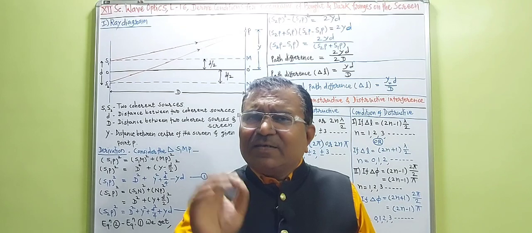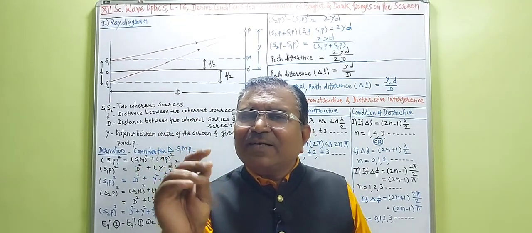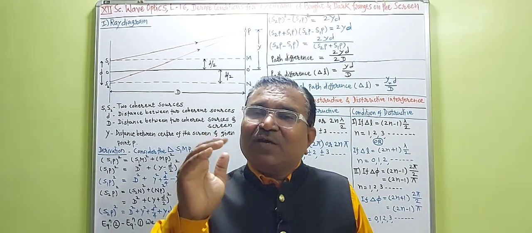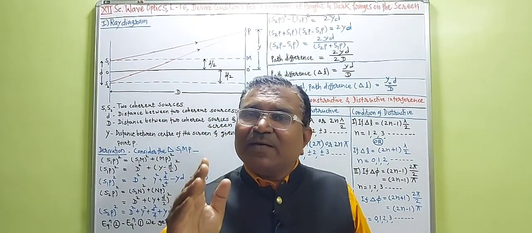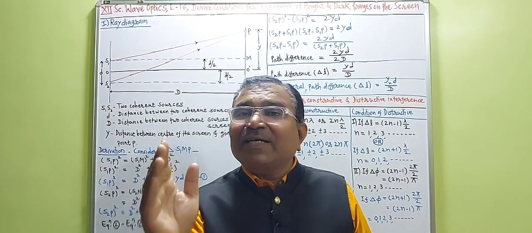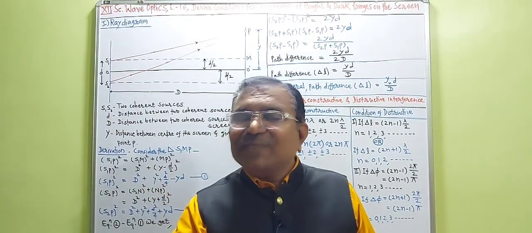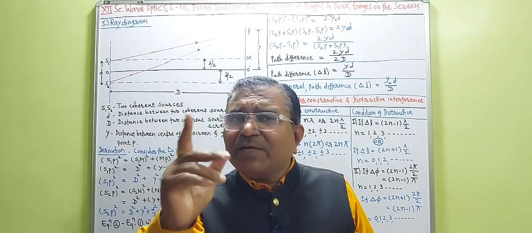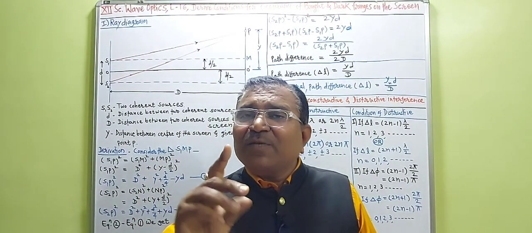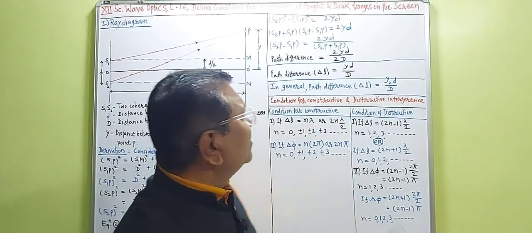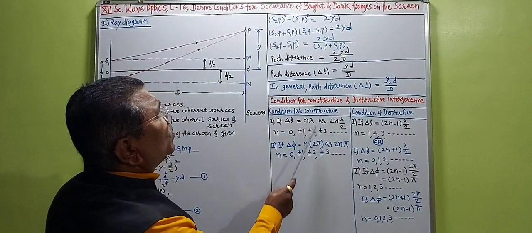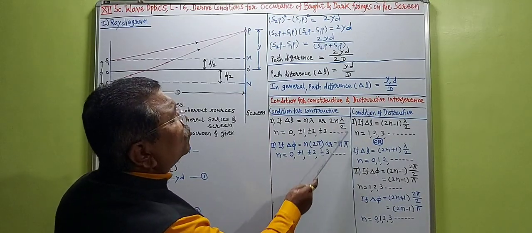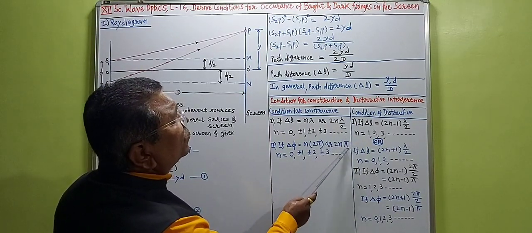Remember well, instead of lambda, write down 2 pi, because a wave covers a distance equal to lambda after covering an angle 2 pi, and so lambda corresponds to 2 pi. Wherever lambda is there, instead of lambda, put 2 pi. 2 pi upon 2, we get pi here.